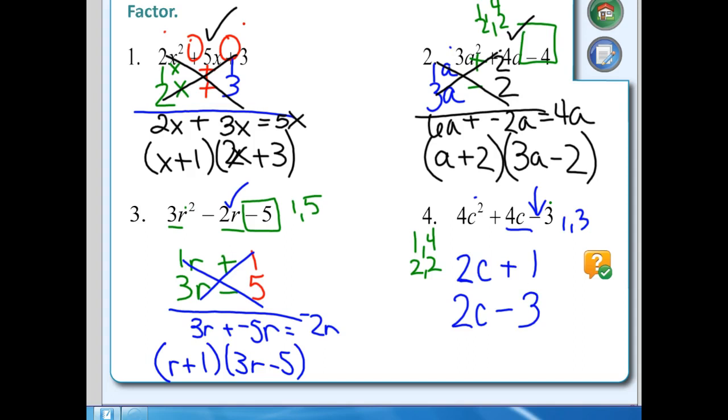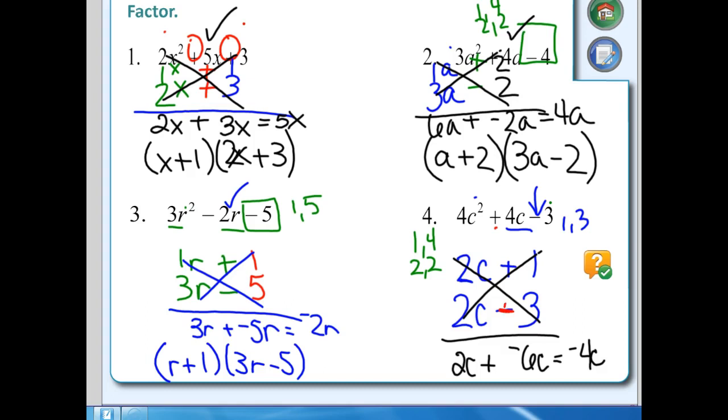Well, remember, we got an X factor to check the middle. Now look, I've got 2c times negative 3, which is negative 6c. And then I've got 1 times 2c, which is 2c. Now, when I add those together, I get negative 4c. Now, there's a problem because, remember, my middle is supposed to be positive 4c. Now, what do you think we can do to make this work? Yeah, I just need to change the signs in the middle.